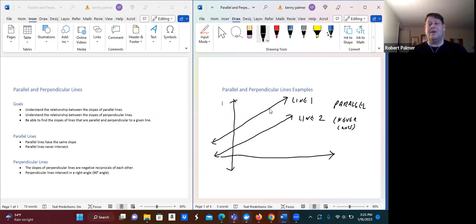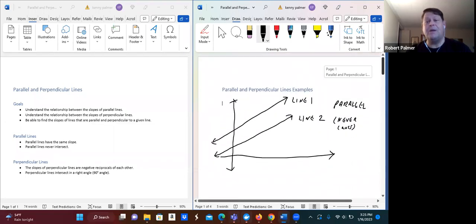They're always moving either up or down, or they could even be horizontal or vertical parallel lines as well. That means they're always moving at the same rate, essentially. Think about this as connected to the average rate of change: they have the same average rate of change, as we were talking about before. So those are parallel lines. Just remember, if you know the slope of one line, you know the slope of its parallel line.